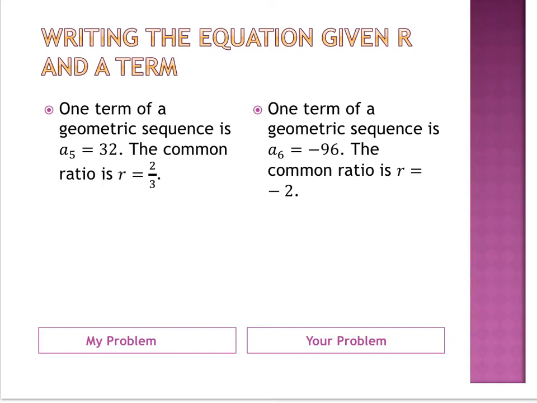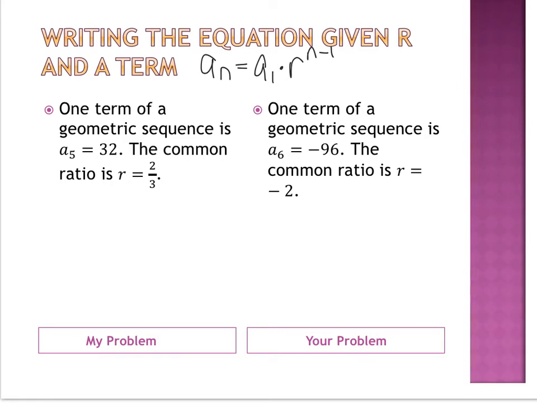So now we're going to write the equation of the geometric sequence given r and one of the terms. One of the terms of a geometric sequence is a5 equals 32, and the common ratio is 2/3. Once again, our equation is an equals a1 times r to the n minus 1. If you actually write it down every time you do the problem, you'll have the formula memorized without actually having to work at memorizing it. Just write it down every time we do a problem.